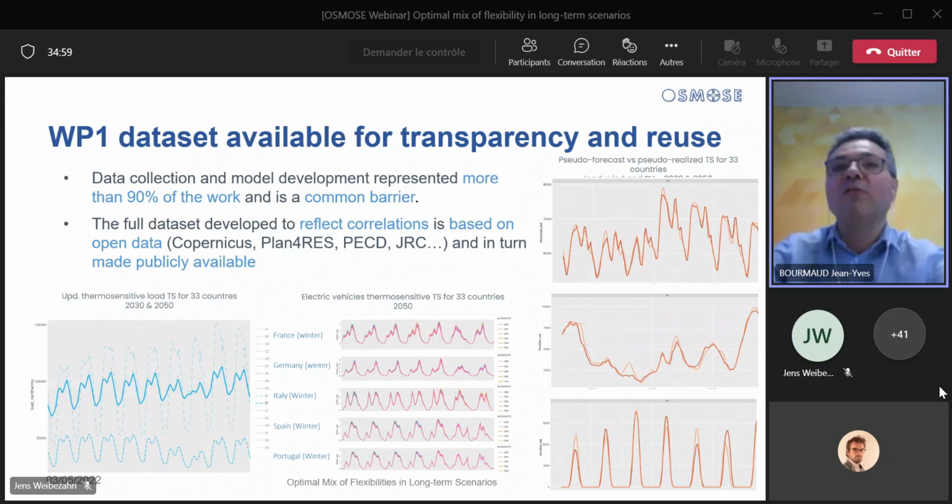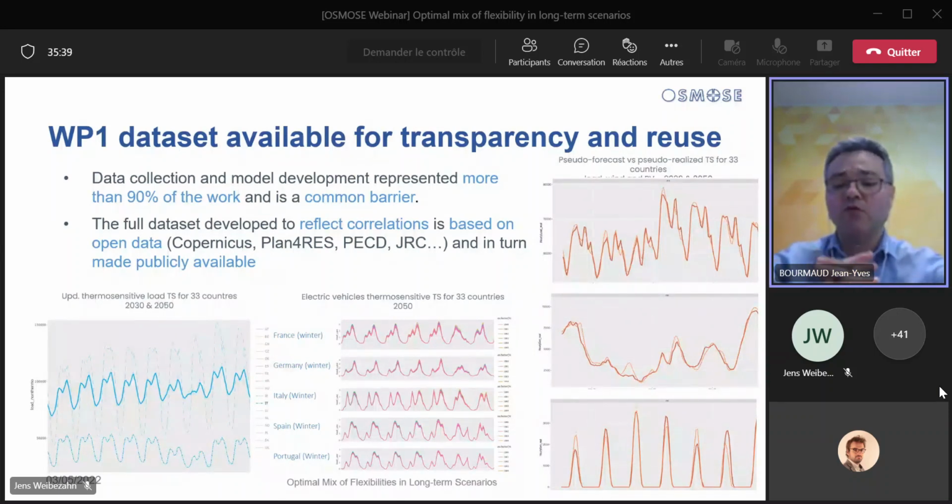In order to promote transparency and constructive criticism in modeling, Work Package 1 is in turn making the full dataset publicly available. You will find in this dataset data for 33 European countries. First of all, correlated load and VRES time series, then thermosensitive electric vehicle time series, and finally, pseudo day-ahead forecast time series, which are consistent with the pseudo-realized time series we used and consistent with the evolution of uncertainty when nearing real time.